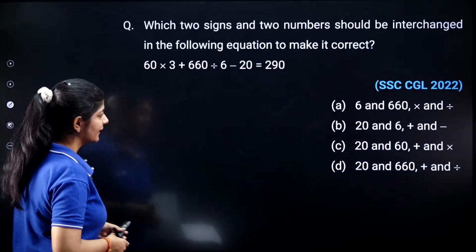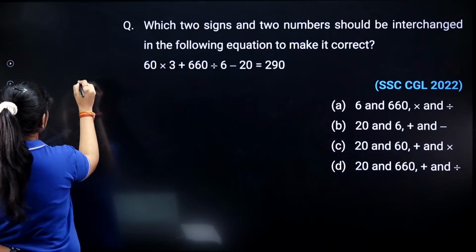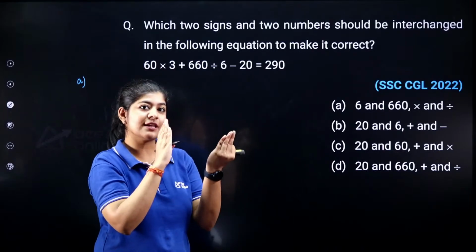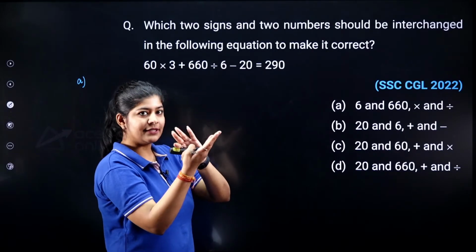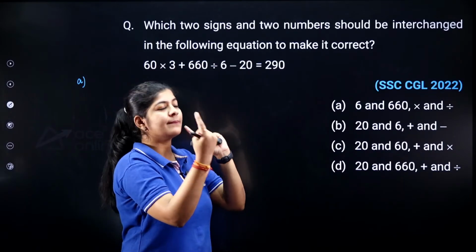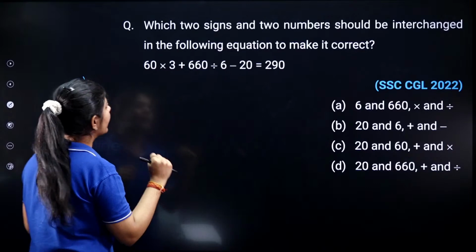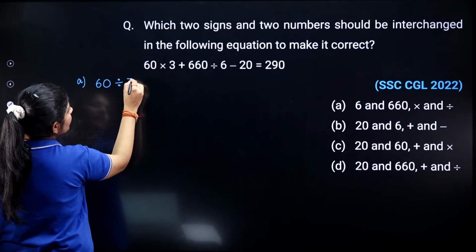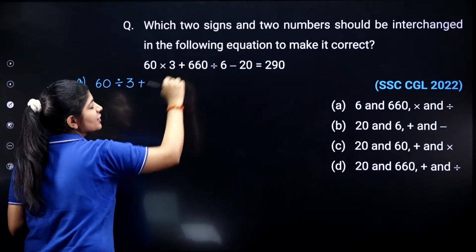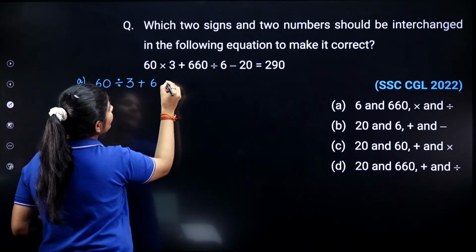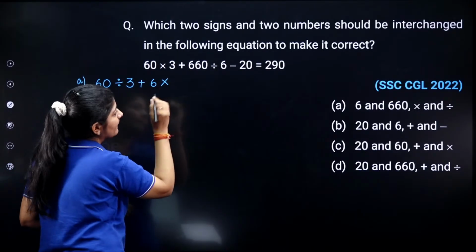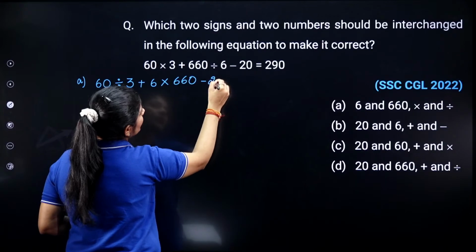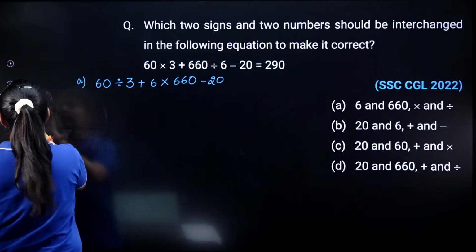Okay, let's start solving it. We'll go with option number A first, right? Option A is saying that we need to interchange 6 and 660, and interchange the multiplication symbol and division and vice versa. So the multiplication sign is changed into division, 3 plus this 660 is changed to 6, the division sign is changed to multiplication, again 6 is changed to 660, minus 20. We need to solve this particular equation.